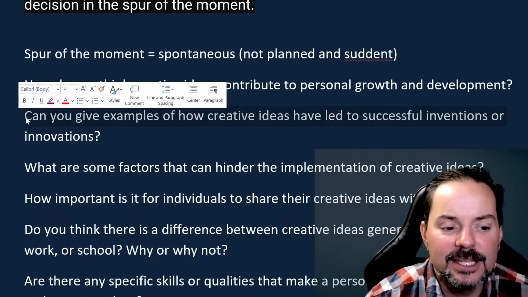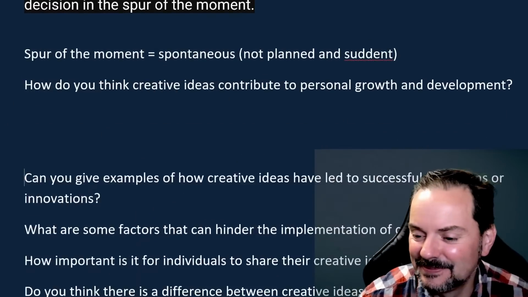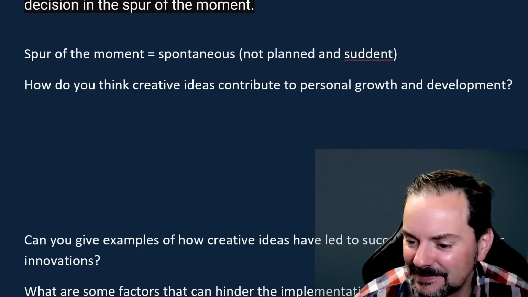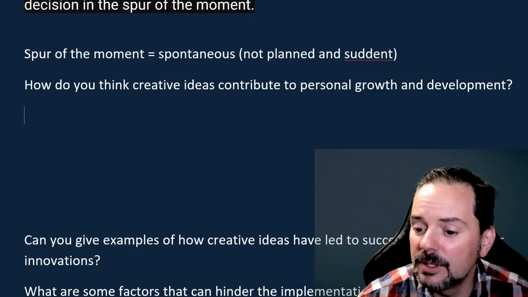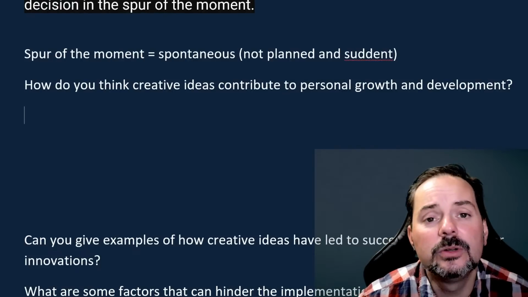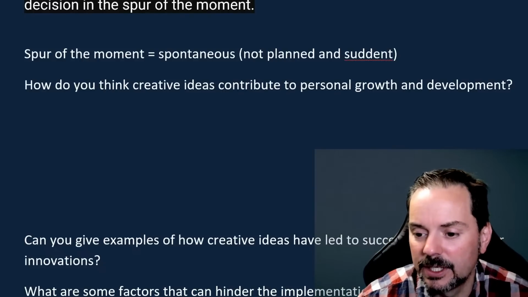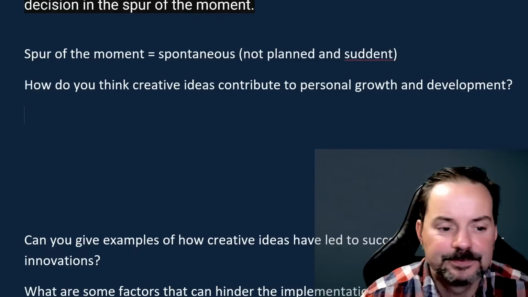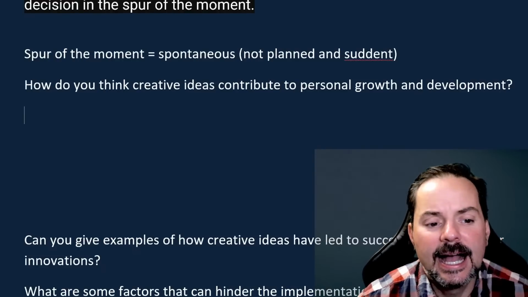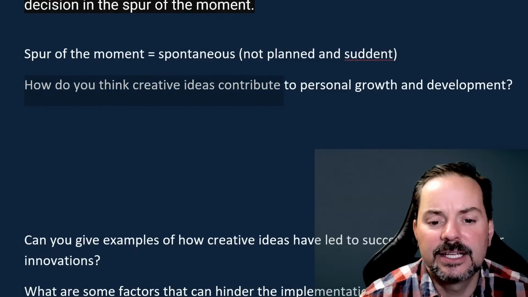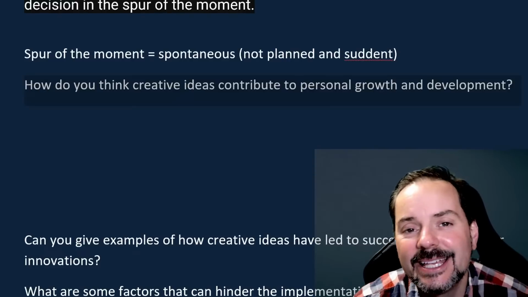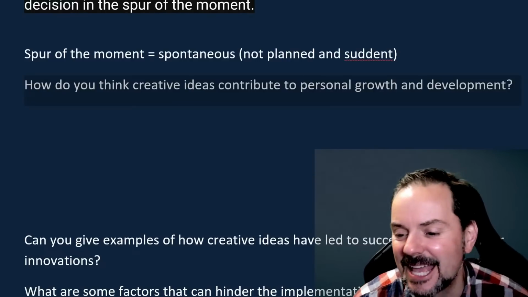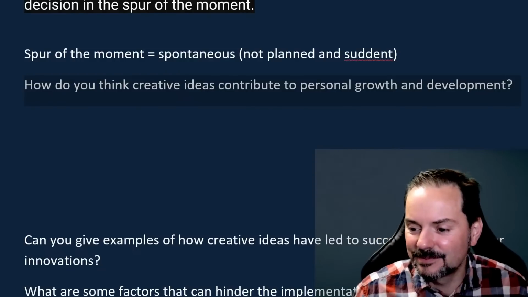Okay. Let's look at the next question. Absolutely, Shushi Shubi. Learning to improvise is an extremely important skill. Good point, Shushi Shubi. How do you think creative ideas contribute to personal growth and development? Give me a nice full sentence answer for this one.